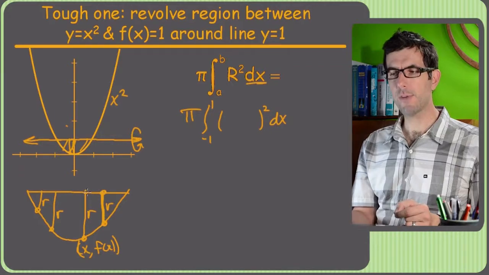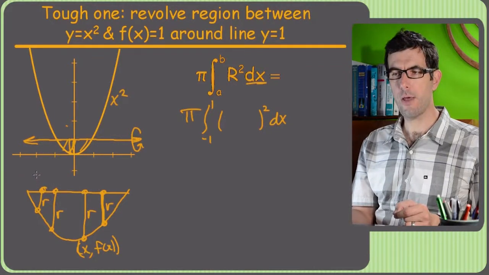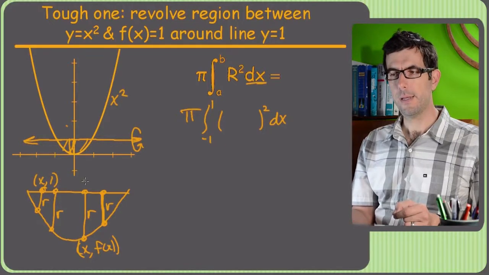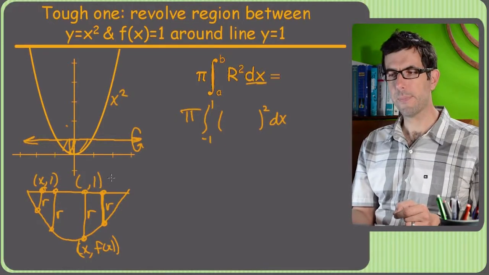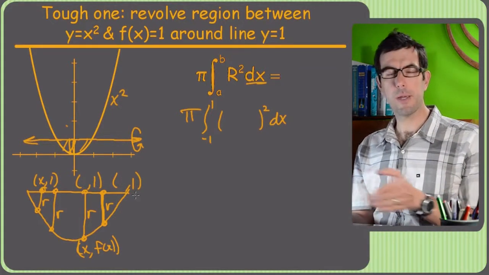But what's the y-coordinate of every single point along the spin axis? They're all 1, right? They're all x comma 1. Something comma 1, something comma 1. The y-coordinate of every single point along the top here is 1.